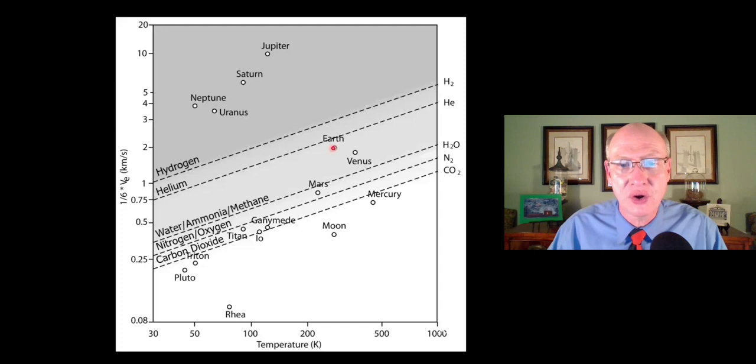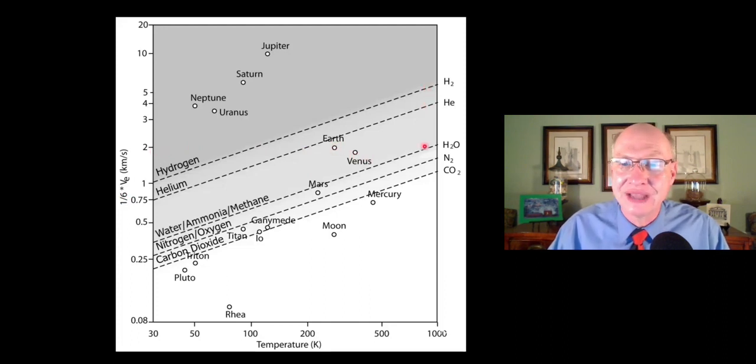So let's take a look at Earth right here. So here is the Earth. So there's the average temperature of the Earth, right around 200, not quite 300 Kelvin. So that's the average temperature of the Earth. And the Earth's escape velocity is 11.2 kilometers per second. So we divide that by 6. So we get a little bit less than 2 kilometers per second. So that's where the Earth is sitting.